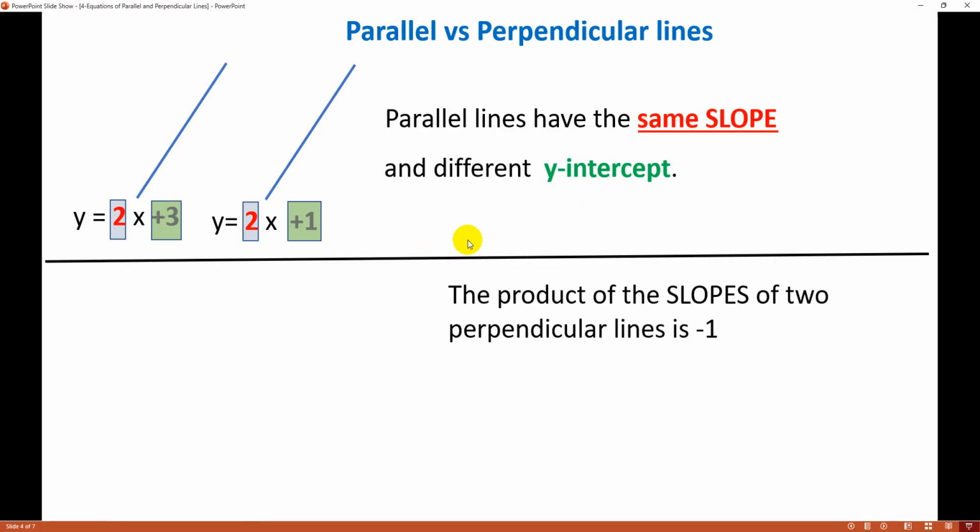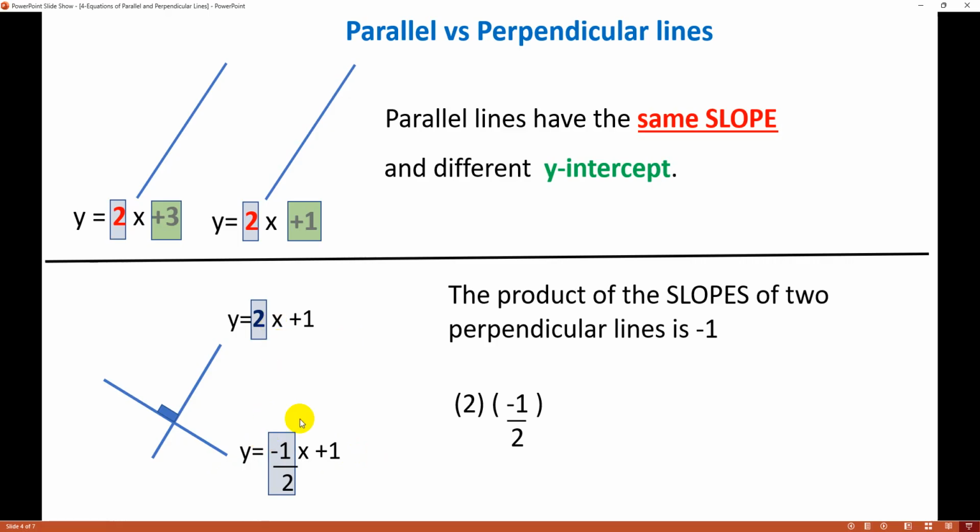So now let's go into perpendicular lines. The product of the slopes of two perpendicular lines is negative 1. So if we have this line here, which is y equals 2x plus 1, and this line here, which is y equals negative 1 over 2x plus 1, and we multiply both slopes, 2 times negative 1 over 2, the 2's cancel, and we get negative 1. So notice that 2 and negative 1 over 2 are opposite reciprocals.